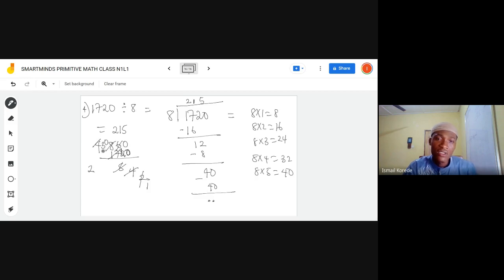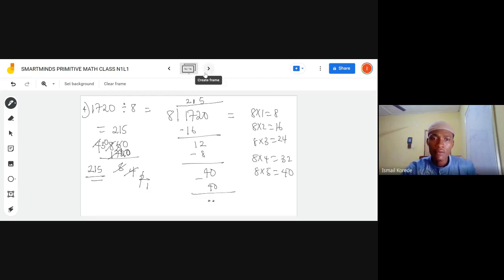Remainder, nothing. So 2 in 30, that's 15. So we have 2, 1, 5. As simple as that. Just in this case, we are cutting, cutting, cutting. But you have to ensure that your knife is so sharp. And what is going to make your knife sharp? It's how vast you are with your multiplication table. So it's important for you at this level to know from table 2 to table 10.